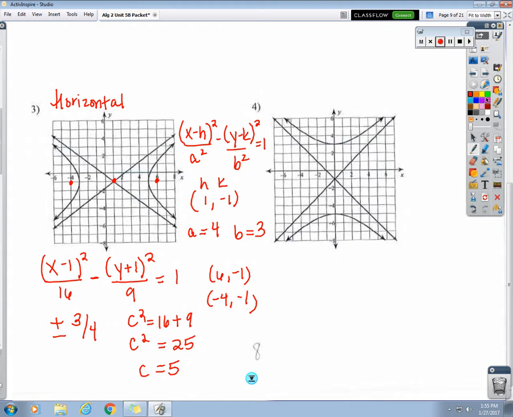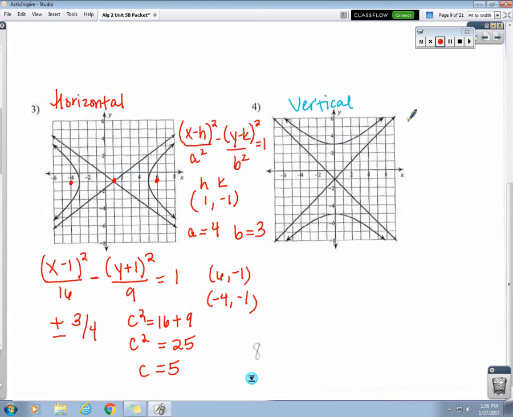Okay, number 4. This is a vertical hyperbola because they're opening up and down, which lets you know right away you'll be using the equation where y minus k comes first. Okay, so this time the h and the k are 0, negative 1. The center just shifted down 1. So your h is 0, your k is negative 1.